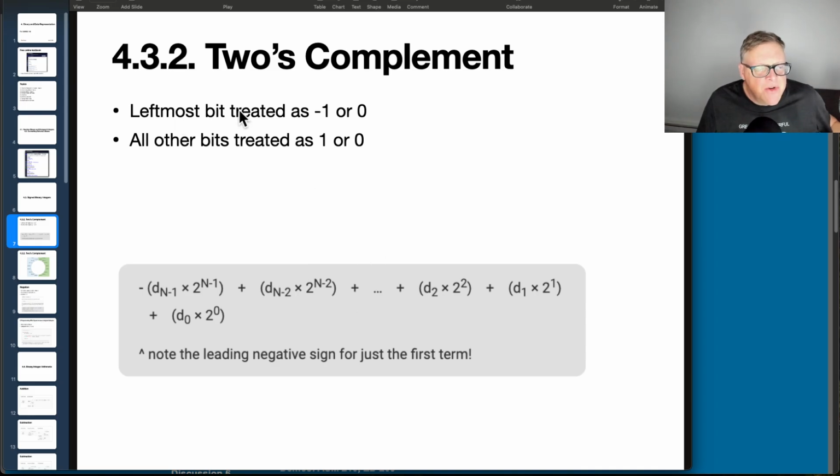The leftmost bit is treated as -1 times its place value if it's a 1, and all other bits are treated as positive. So you'll have the negative of the most significant bit, and then all the rest are positive, and that's why the end result will be negative. Even if all the rest of them are 1, they'll always be smaller than the most significant bit, which is negative. So that's the 2's complement.